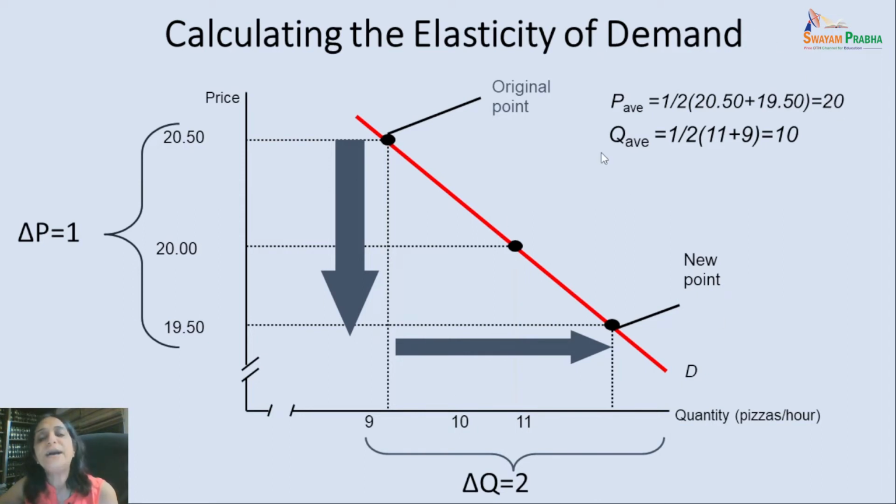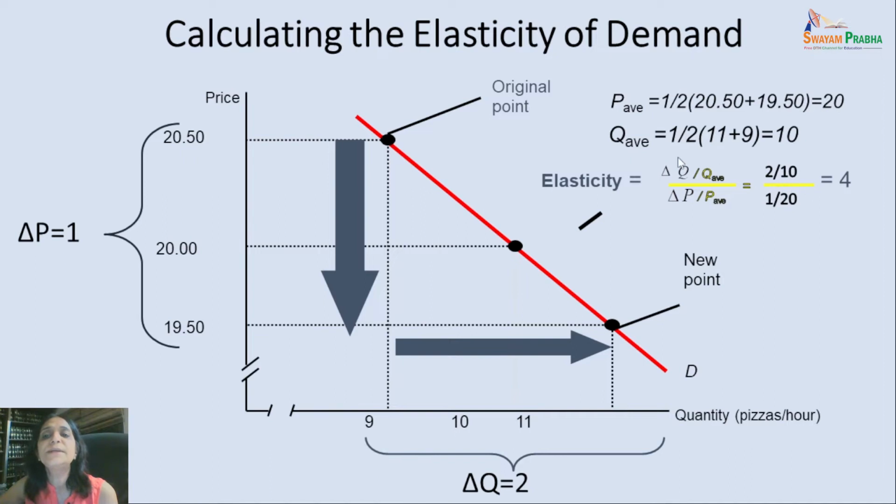Similarly, we will find the average quantity, that is new quantity 11 plus 9 original quantity. This you will divide by 2. 11 plus 9 is 20, and 20 divided by 2 will give you 10. We will substitute in the formula, that is change in Q divided by average quantity, divided by change in P divided by average price. What is the change in quantity? It is 2 units. What is the average quantity? 10. So 2 divided by 10, this becomes your numerator.